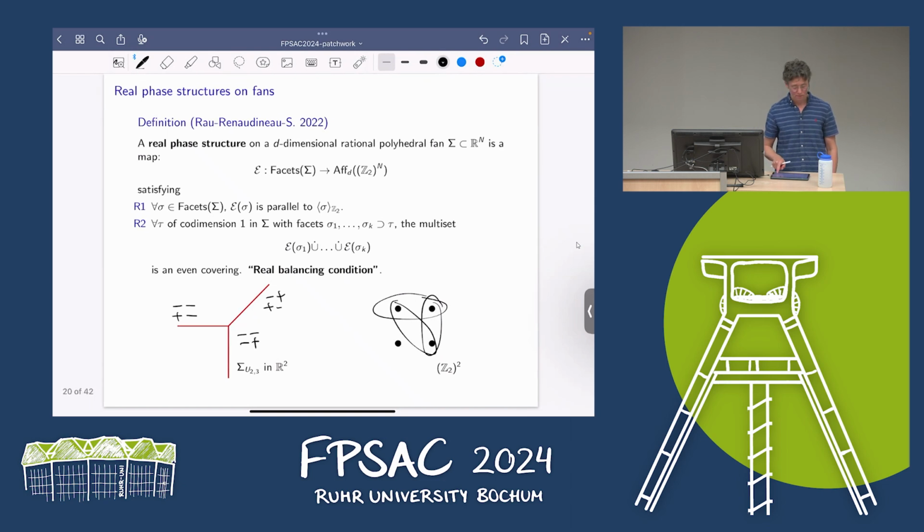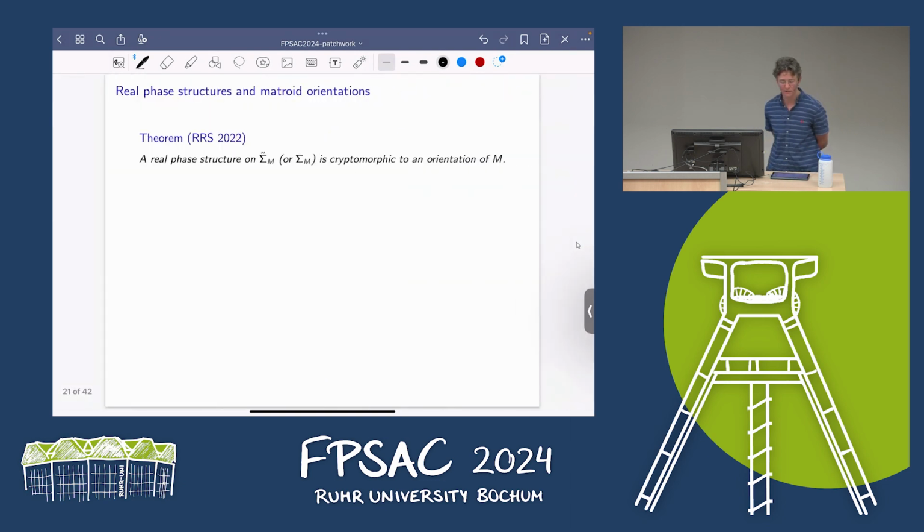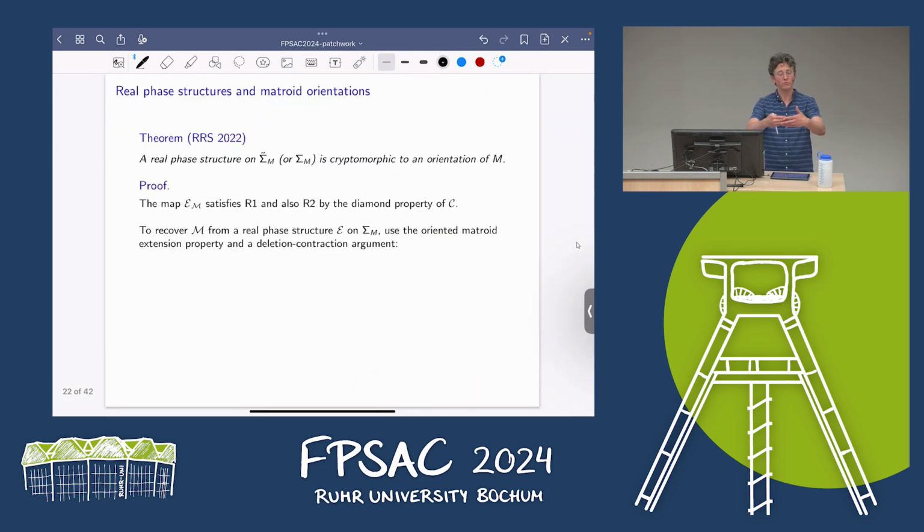All right. Here's a main theorem: if we put one of these real phase structures on a matroid fan, it's the same thing as giving a matroid orientation. Okay, so we saw how to get a matroid from a matroid orientation to one of these maps. So we have to check that this map satisfies condition 2. I hope I convinced you that it satisfies condition 1. To go the other way, if we start with one of these strange maps that satisfies the parallel affine spaces condition and the real balancing condition, then we need to recover an orientation of the matroid.